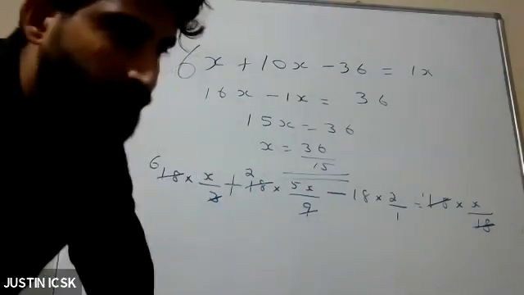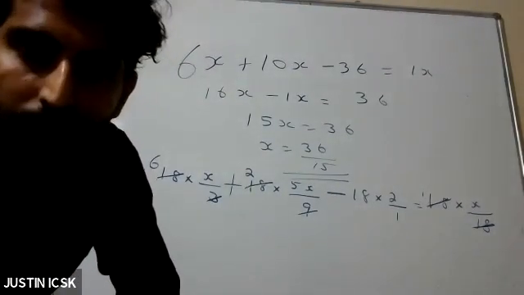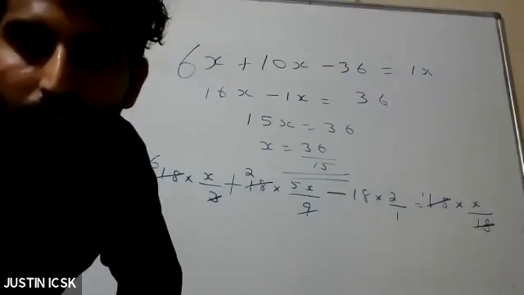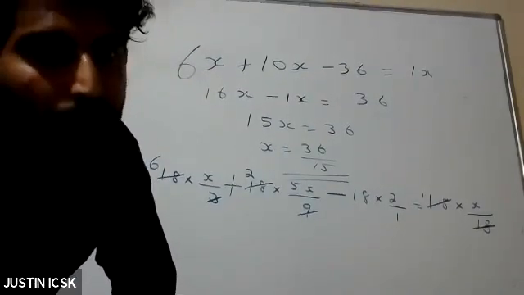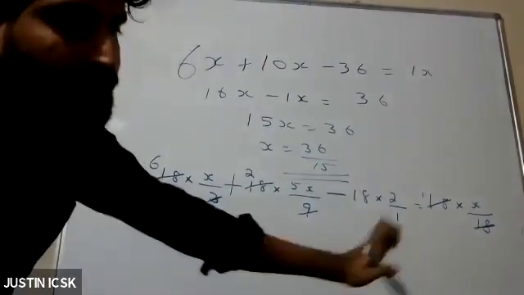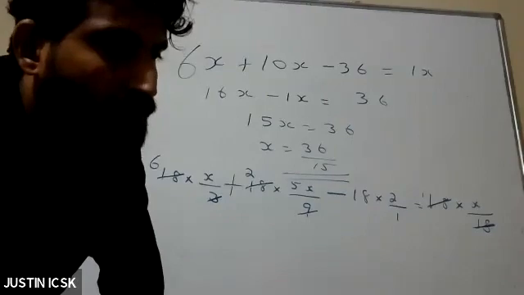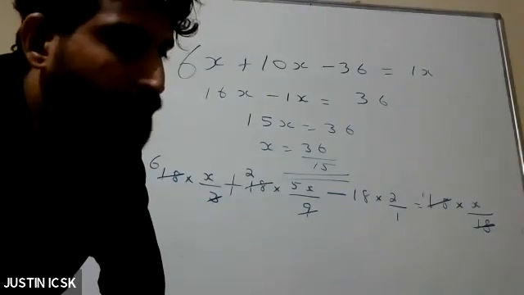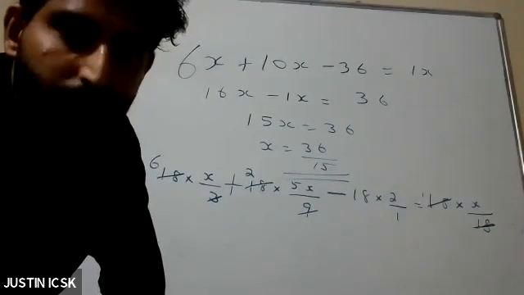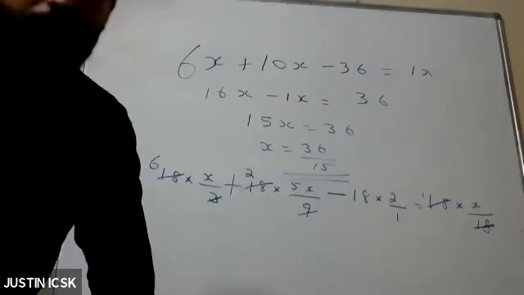So what I am telling is, just find the LCM, multiply by LCM. After finding the LCM, multiply with LCM. All fractions will go. Whatever the fraction, all fractions will go. Okay. So just find the LCM. That only is the step.